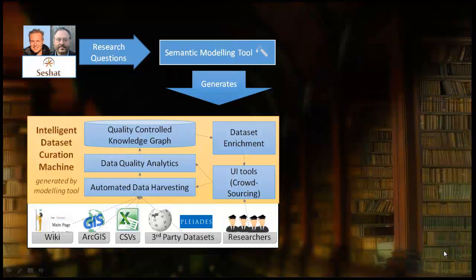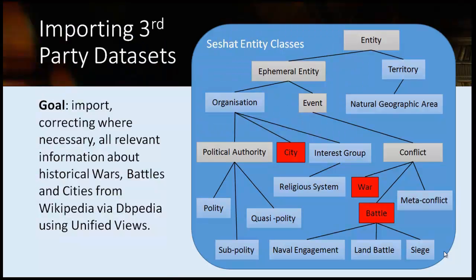Now, Gavin will demonstrate how we extracted records of historical cities, wars and battles from Wikipedia and integrated them with the Seshat data.